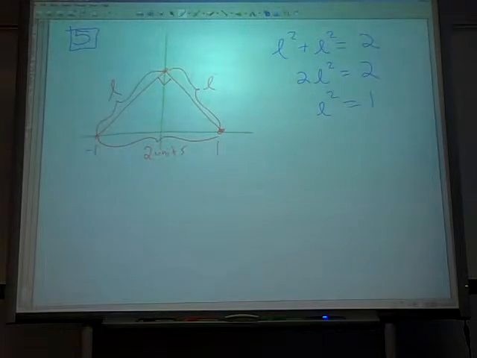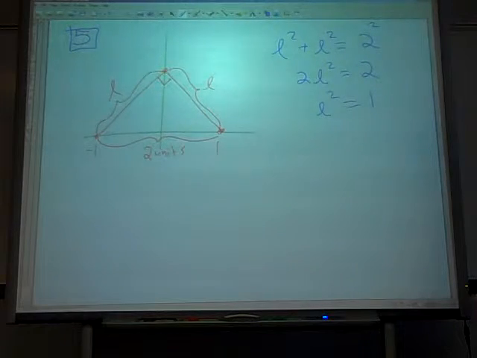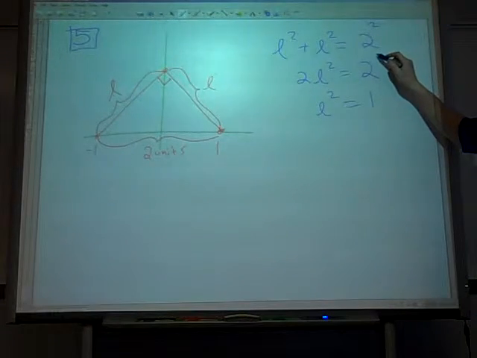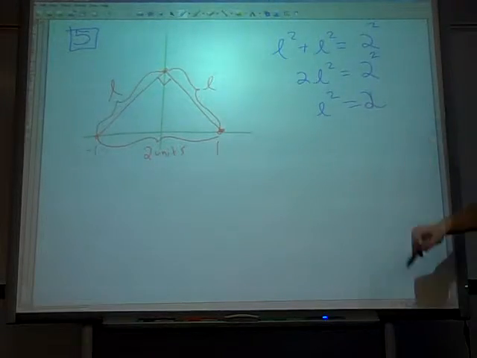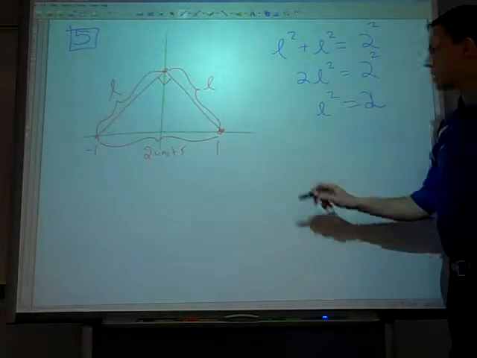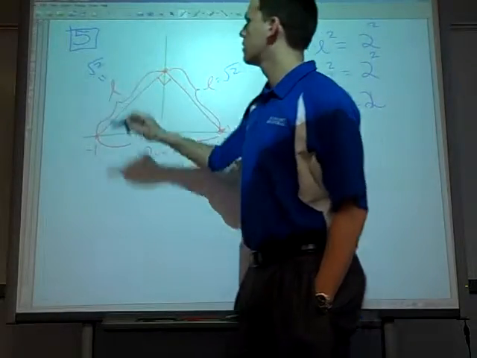No, it's 4. It's 2 squared. Oh yeah, it's 2 squared. Good call. The Pythagorean theorem requires us to square the hypotenuse. Okay, so this is now a 2. So this equals the square root of 2, and that equals the square root of 2.